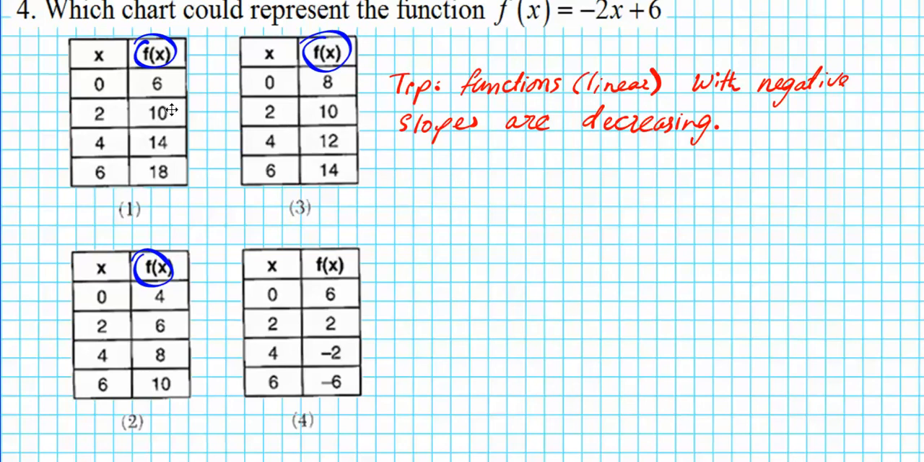6, 10, that's going up an increment of 2. 4, 6, that's going up by an increment of 2. So this is plus 2. This is plus 4. 8 to 10, that's an increment of 2. 6 to 4, that's a reduction of 4. So based on that and that alone, we can automatically see that the answer is option 4 because that is the only function that's decreasing. Okay, so that's a neat little shortcut you can use. The other ones are increasing, so they are wrong.